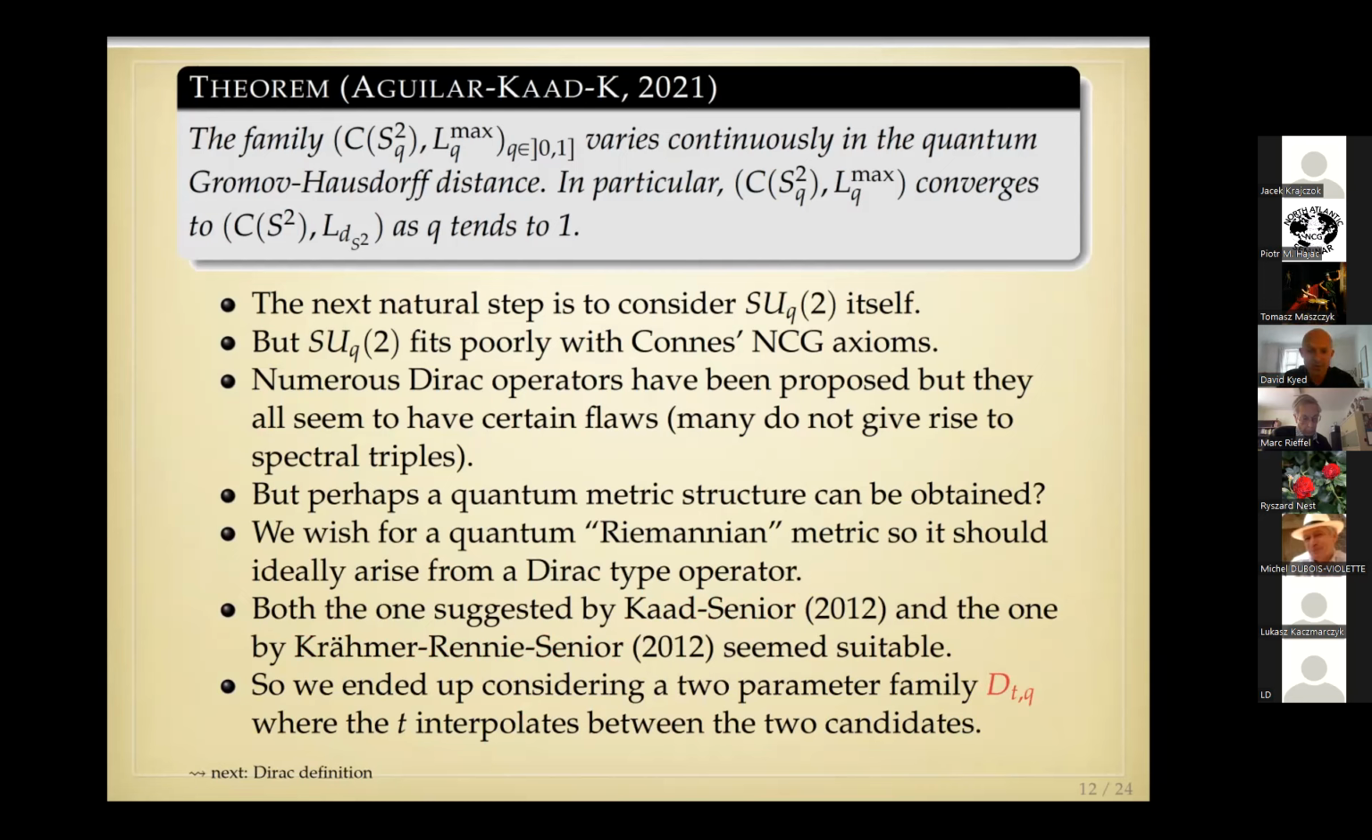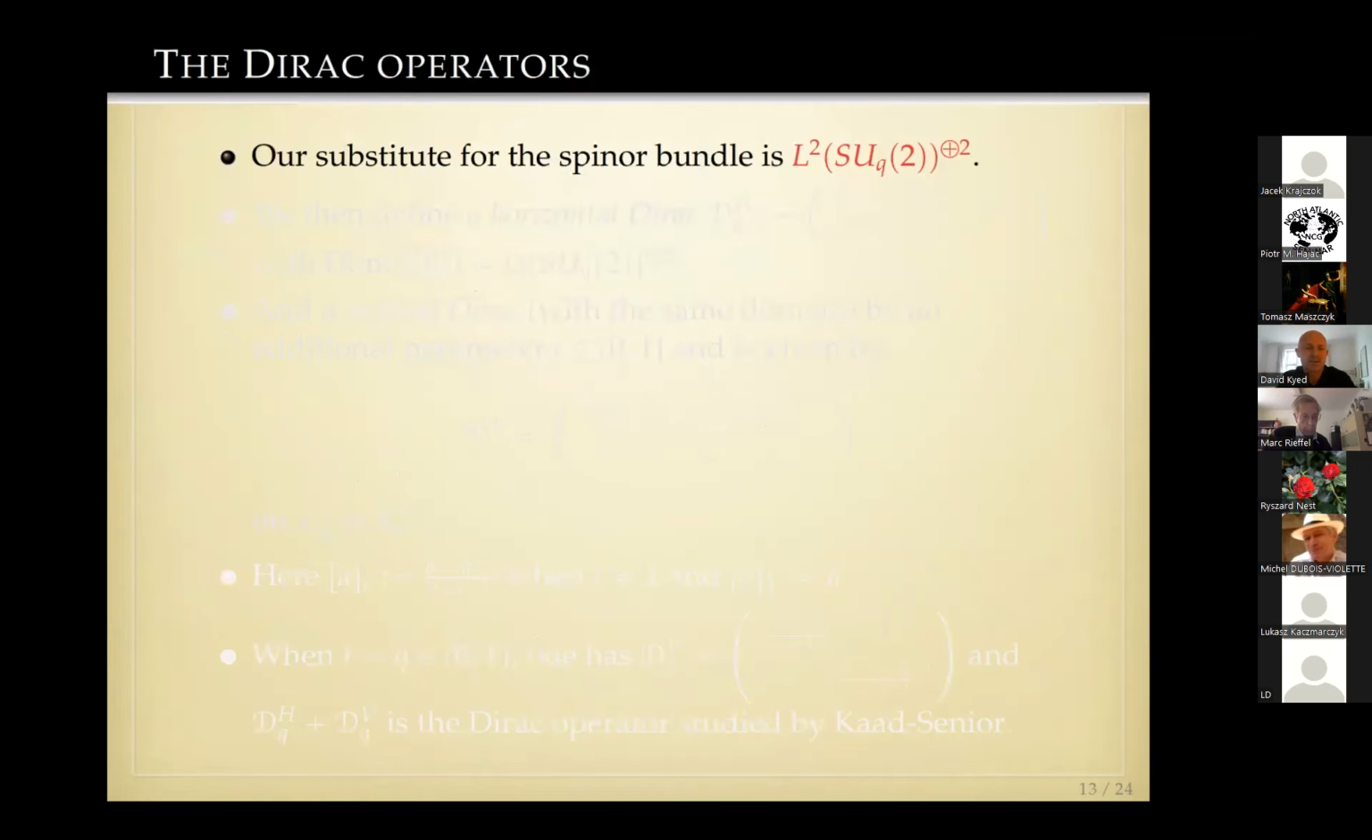But I shouldn't postpone the definition too much. I should simply define these Dirac operators. And of course, I need to figure out first what should be my spinor bundle. But in analogy with the classical case, there isn't that much choice. You should take the L2 space of quantum SU(2). So quantum SU(2) has a designated state, the Haar state. And once you have a state, you can perform the GNS construction, and then you take the GNS space and you double it up. But then you need to start defining your Dirac operators.